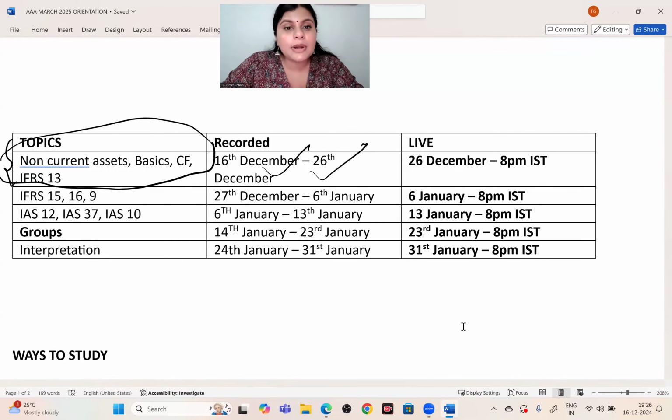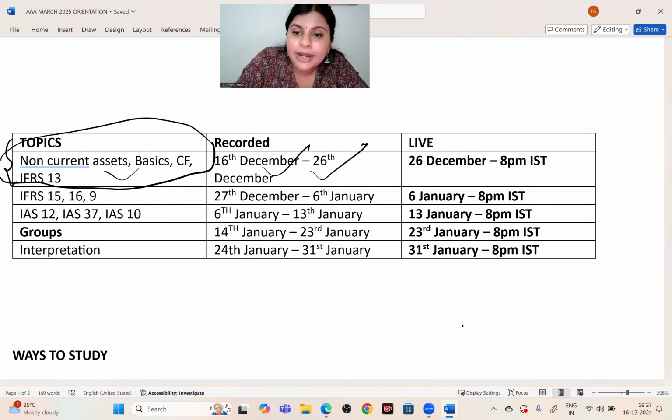So 16 December till 26 December, 10 days, you have to do these topics. So take it slow. Don't rush in the beginning, because otherwise you will feel tired right after 2, 3 days and you'll fall off the plan. So start it slow till 26 December, get done with these areas.